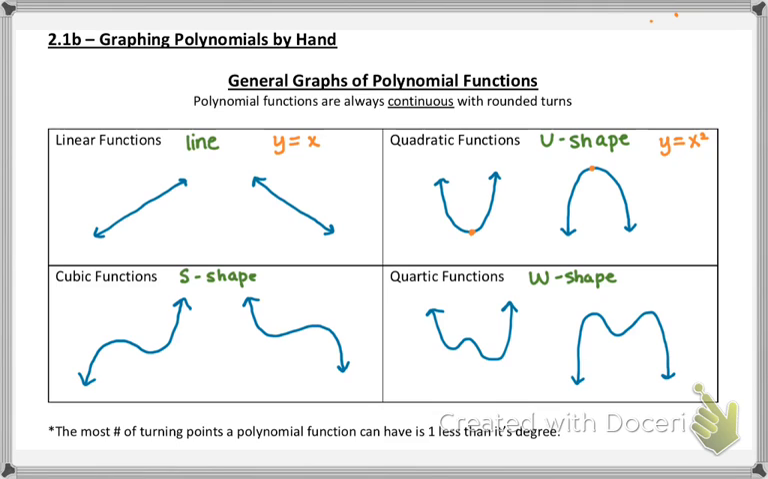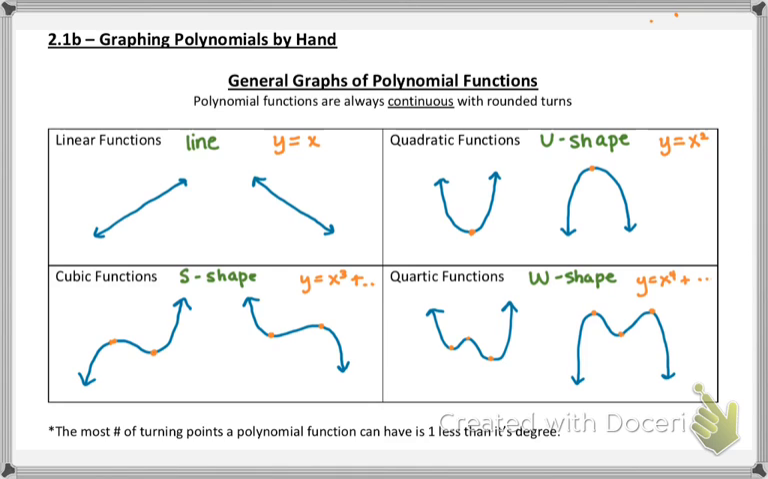And then when you have the cubic, y equals x cubed plus 2x, etc., you have two turning points, or at most two turning points. And then finally, when you have the quartic, y equals x to the fourth plus other terms, you can have up to 3 turning points. Here, here, and here. It turns 3 times.